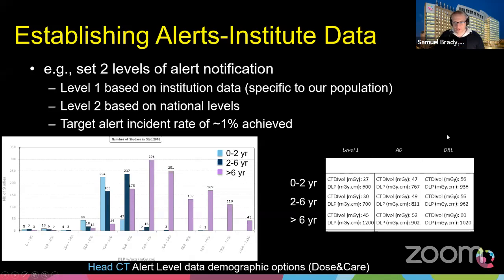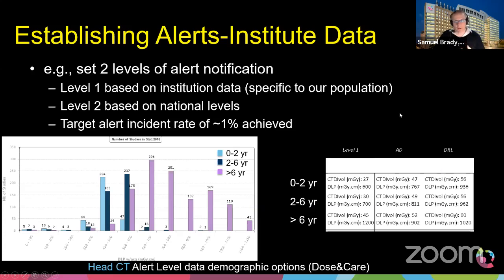And then I, of course, used the DRLs. So we got the 75th percentile, which is the DRL, or the 50th percentile, which is the AD value. Now, when I looked at the national DRL values, it turns out that all of my doses were always lower than the DRL. So to use a DRL as an alert level did not make any sense. It wouldn't help me for QC purposes.